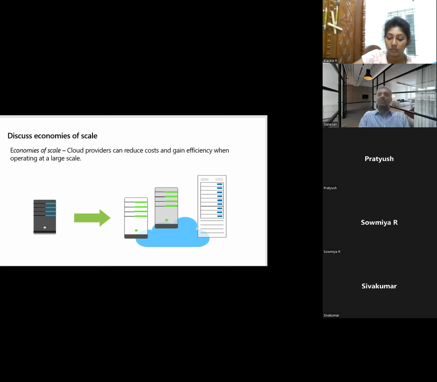Okay. So that's where it's impossible. So the simple thing, economies of scale, is nothing but cloud providers can reduce cost and gain efficiency when operating at large scale. That's the simple idea. That is the reason they are able to give cheap services.